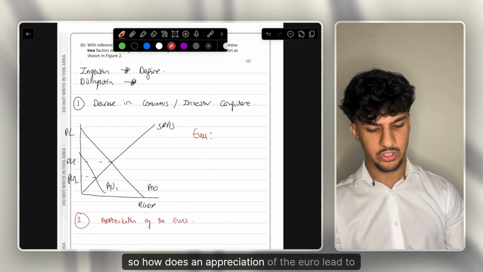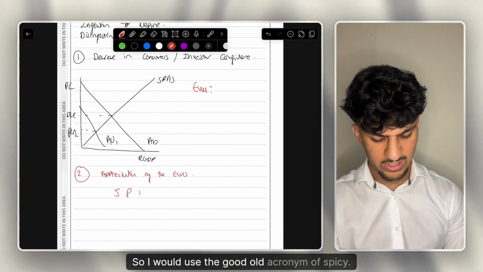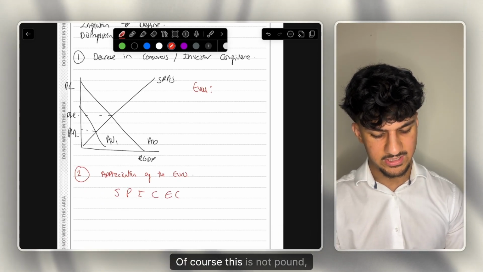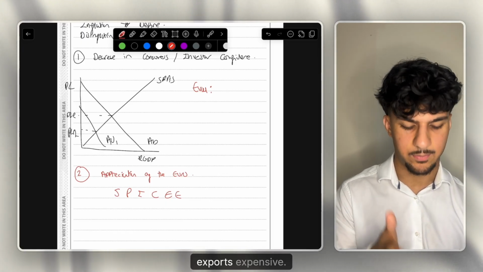So how does an appreciation of the euro lead to basically disinflation? So I would use the good old acronym of SPICY. Of course, this is not pound, it's euros now. So stronger euro, imports cheaper, exports expensive.